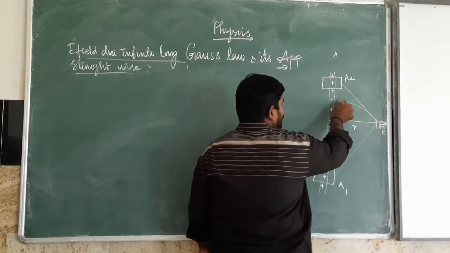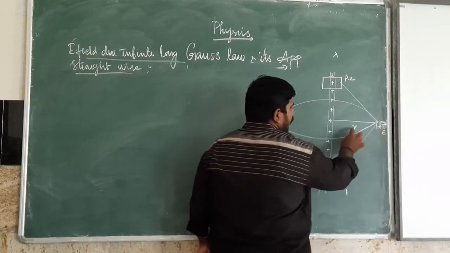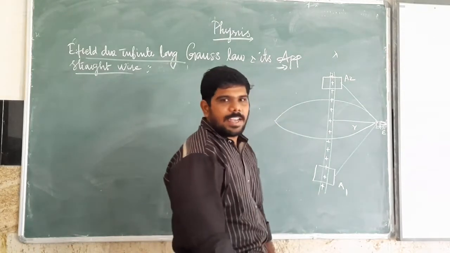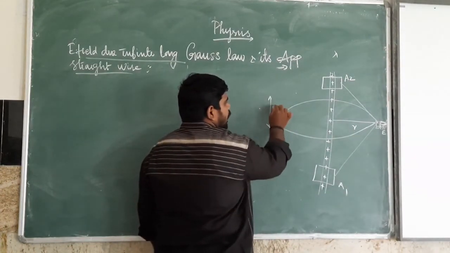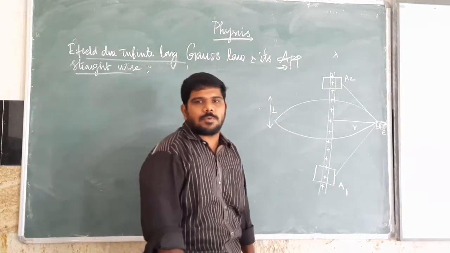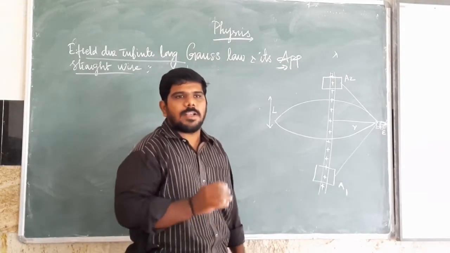Then the third point, the fourth point: consider a curved surface having a radius r and length L, and this is chosen as the Gaussian surface. These are the points you have to write.